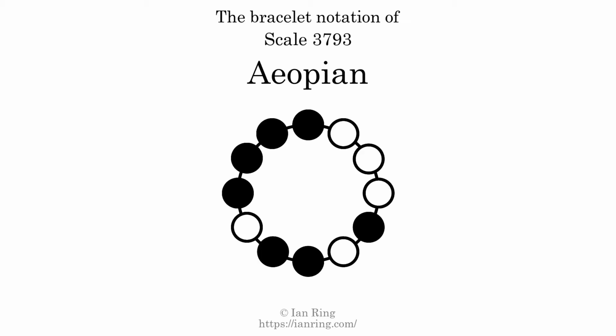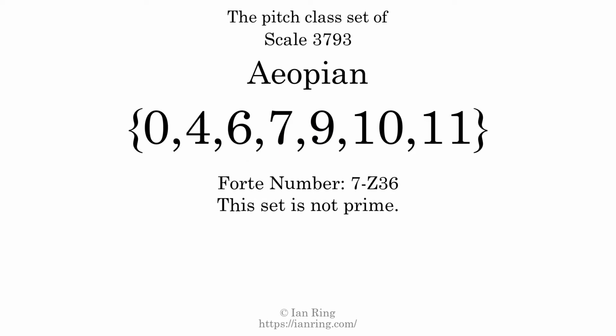This is a bracelet notation diagram of scale 3793. The shaded circles represent tones that appear in the scale, and they are read clockwise, starting at the top. The pitch class set for this scale is 0, 4, 6, 7, 9, 10, 11. The Forte class is 7Z36. This set is not prime.